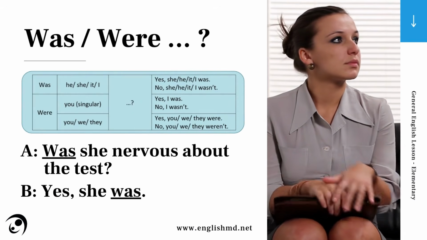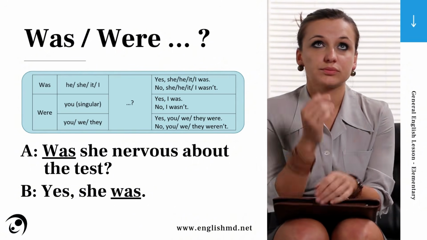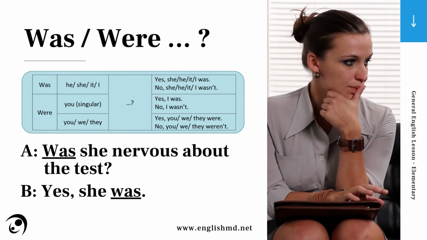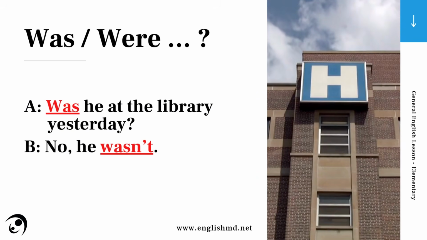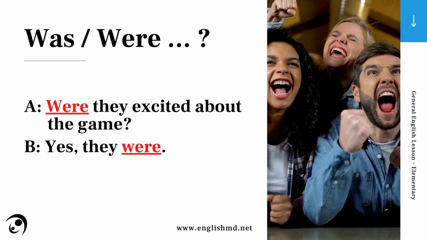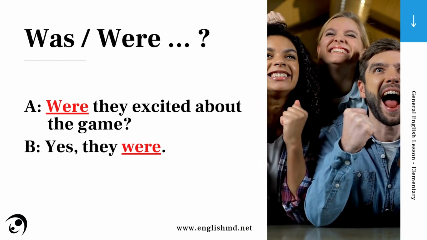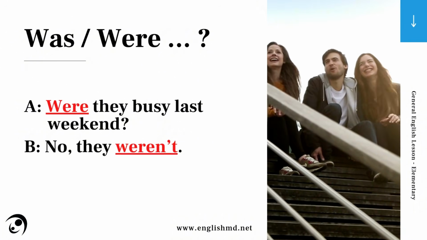Questions beginning with was or were and how to respond to them. Was she nervous about the test? Yes, she was. Was he at the library yesterday? No, he wasn't. Were they excited about the game? Yes, they were. Were they busy last weekend? No, they weren't.